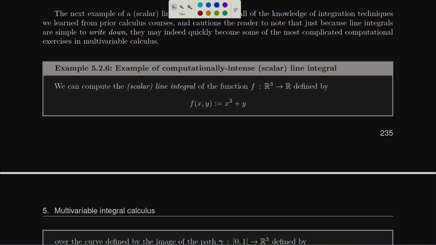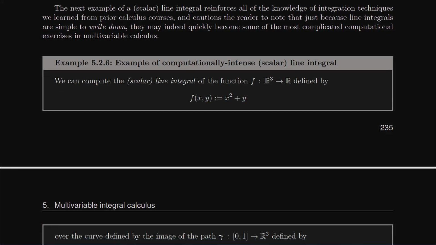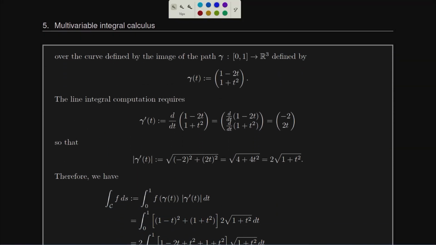We've got a scalar line integral, and I've got a little typo up here. It should be from R2 to R. So I've got this scalar function, f of x y is x squared plus y, that describes my density field. And suppose I want to integrate it along the curve 1 minus 2t, 1 plus t squared, where t goes from 0 to 1. Seems pretty innocuous, right? We had an integral, it was x squared plus y ds along this curve.